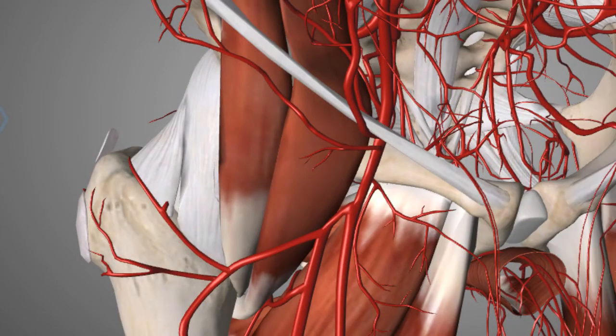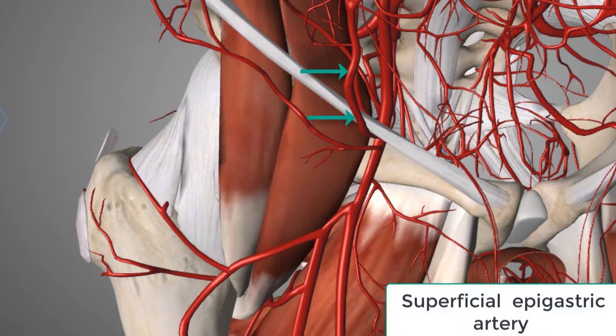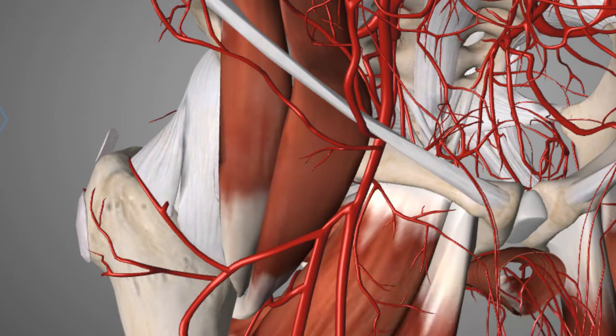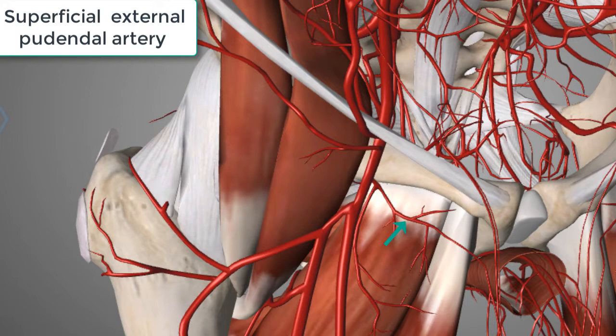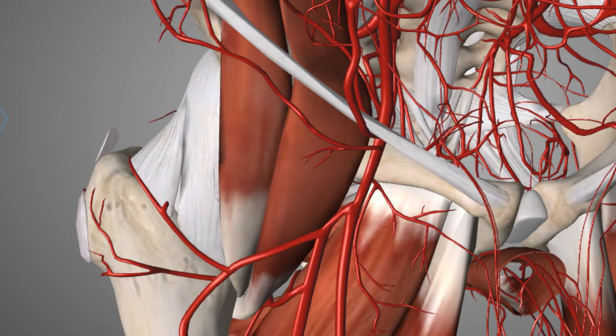On entering the thigh, the femoral artery gives off four superficial branches: superficial circumflex iliac artery, superficial epigastric artery, superficial external pudendal artery, and deep external pudendal artery. These arteries supply the skin and soft tissues over the lower abdominal wall and perineum.